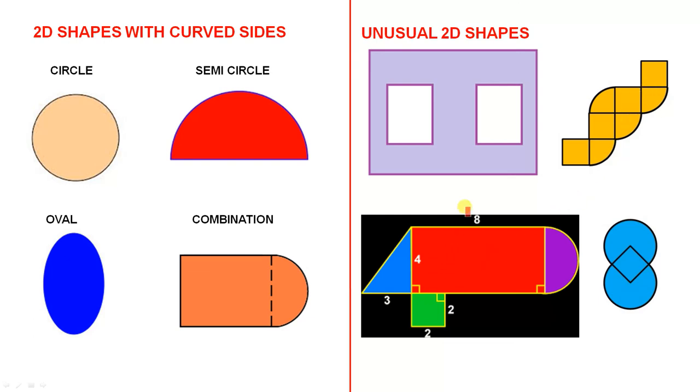Here's another 2D shape here, which is made up of some rectangles, semicircles, squares, triangle. And here's another one. There's a square here and a fraction of a circle there and a fraction of a circle there. So basically the 2D shapes are flat. They can have curves or straight lines or a combination of both.